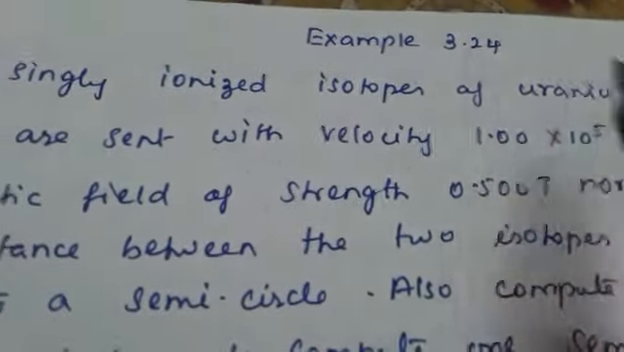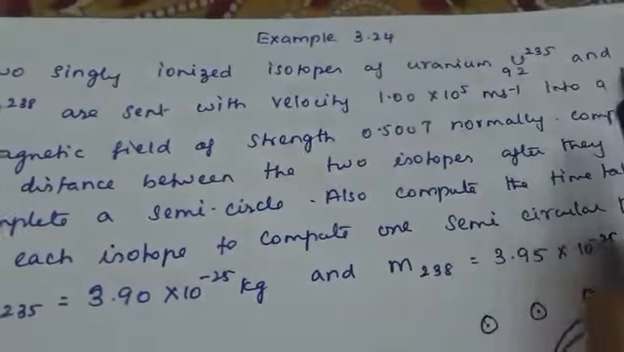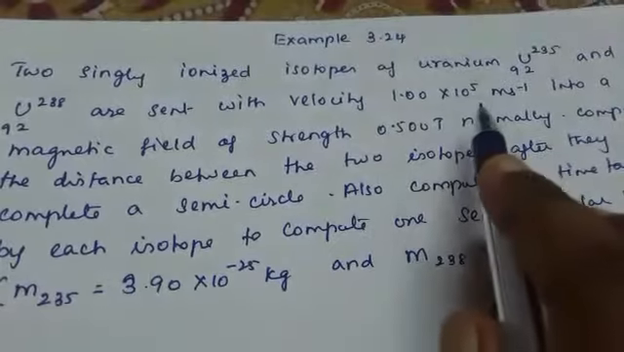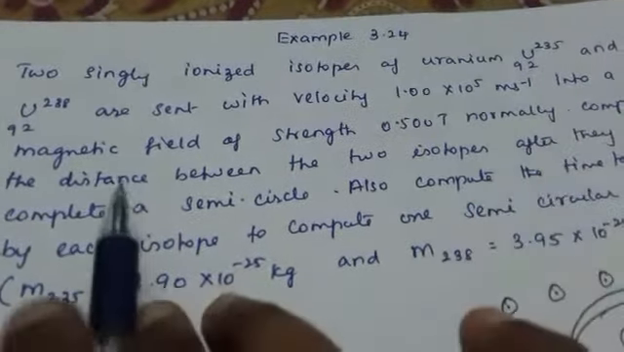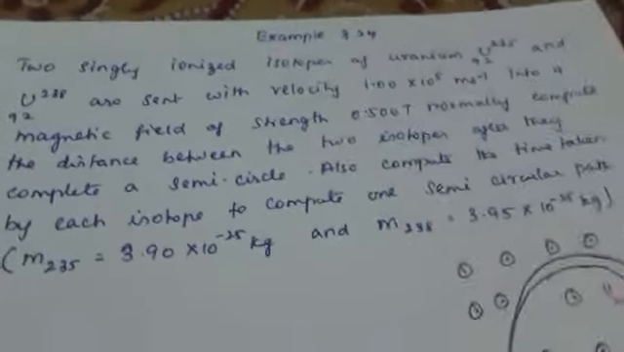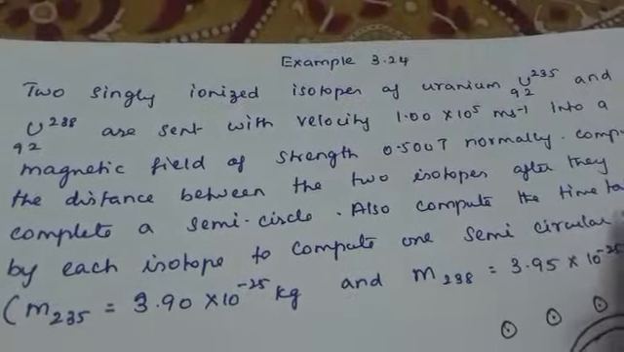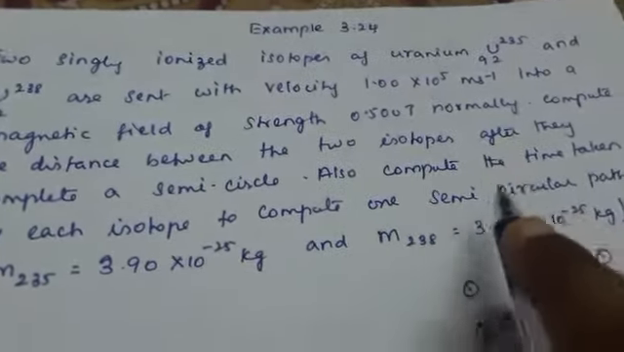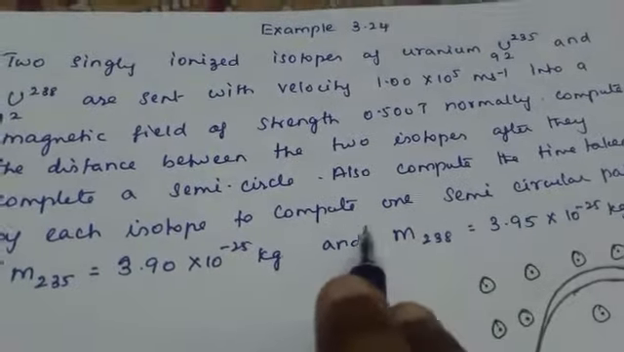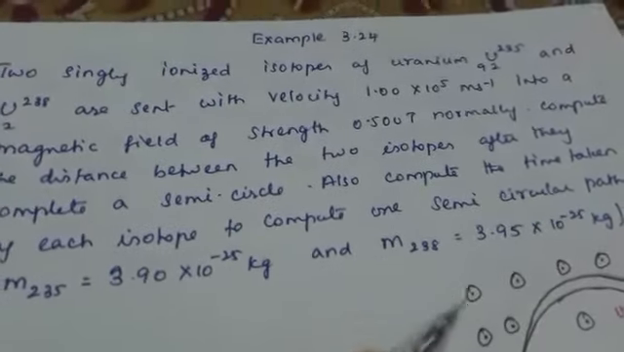Example 3.24. Two singly ionized isotopes of uranium-235 and uranium-238 are sent with velocity 1 into 10 raised to 5 meter per second into a magnetic field of strength 0.5 Tesla normally. Compute the distance between the two isotopes after they complete a semicircle. Also, compute the time taken by each isotope to complete one semicircular path. Mass of both the isotopes are given.